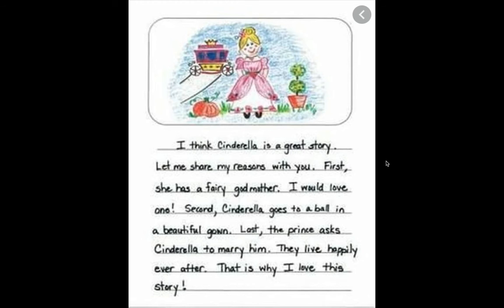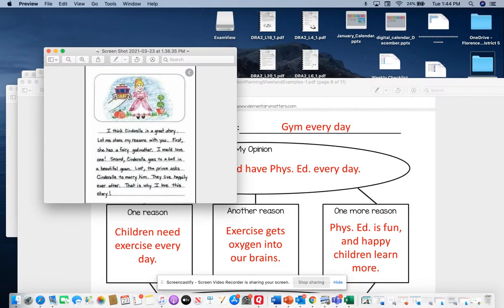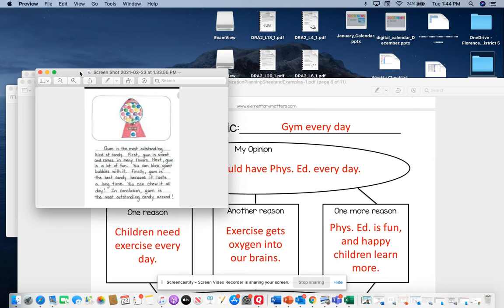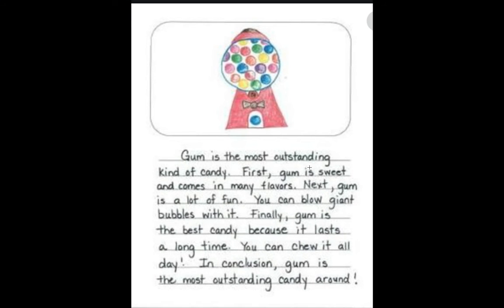Now, this is something that I want us to look at working towards. So, this person has more than 5 sentences. They're not quite at 5 paragraphs yet, but they have more than 5 sentences. They use linking words like first and second and last. They had an introduction, and they had a conclusion to wrap up the paragraph. All right, let's look at another one.